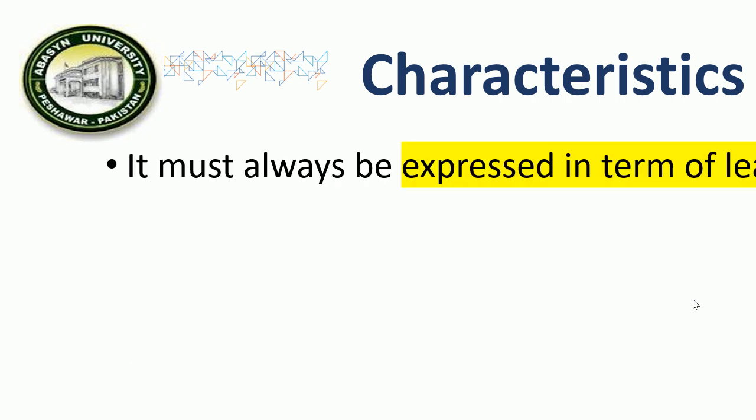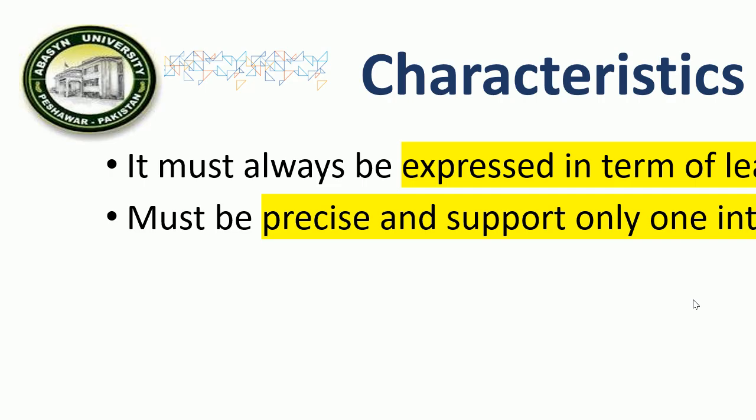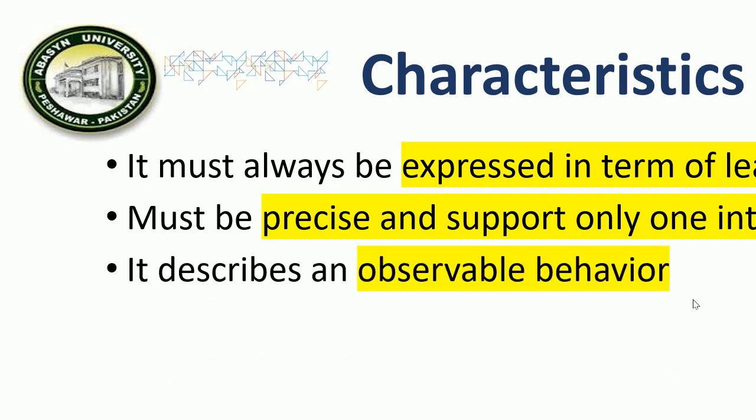The second characteristic of the course learning outcome is that it must be clear, precise, and must have a single interpretation. It means that we need to avoid vague words or those words which have a broader meaning. The third characteristic is that it describes an observable behavior.